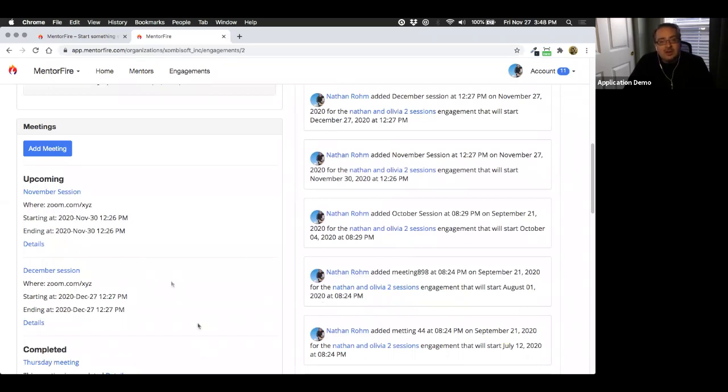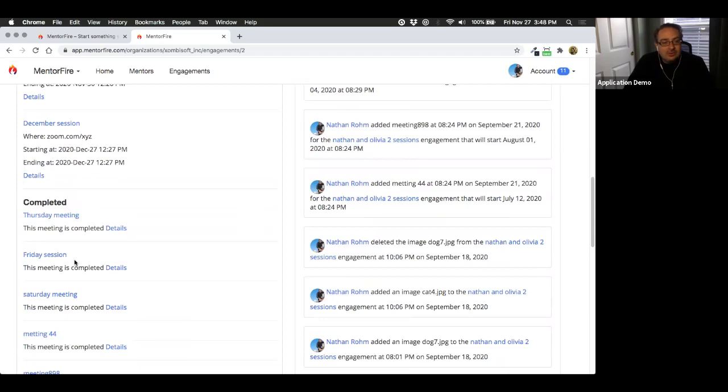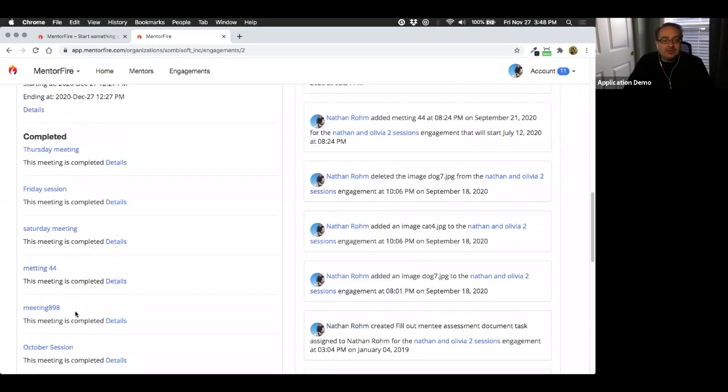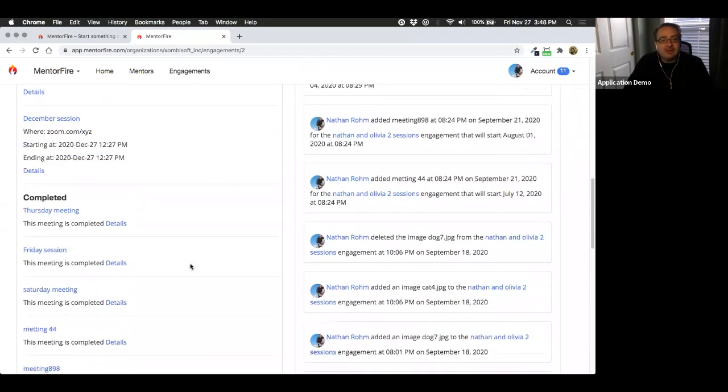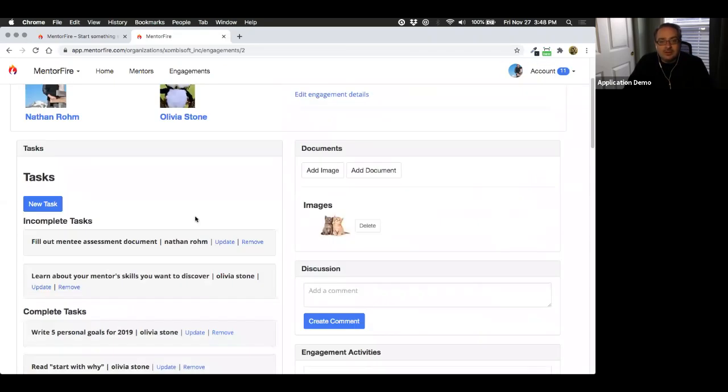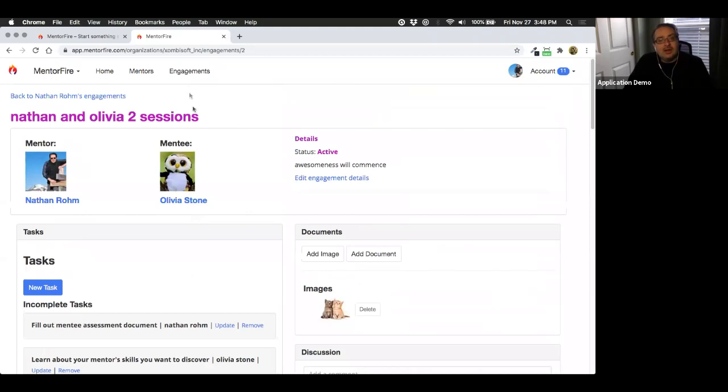You also see a timeline for everything that you have done, you or the mentee, within the session. You can also see if there are meetings scheduled. As soon as you create the engagement, you get a bunch of sessions, and if they have not been scheduled, they will be here waiting for you to assign them to a day.